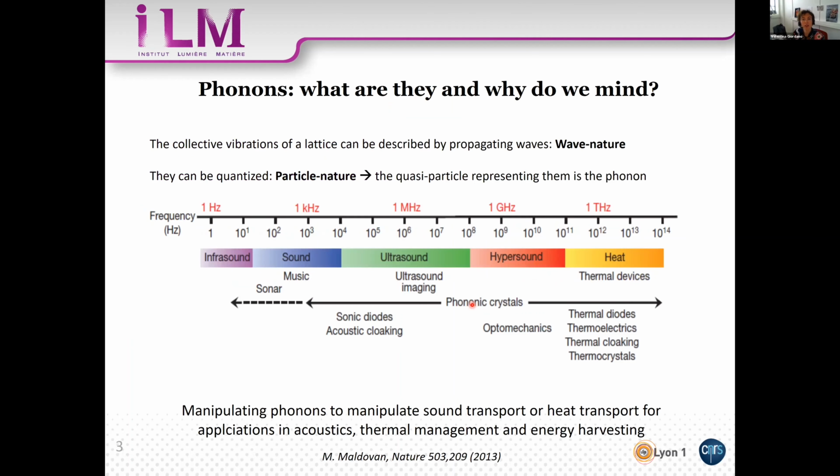So what are phonons and why do we care? Phonons are collective vibrations of a lattice, which can be described as propagative waves, so they have a wave nature. They can be quantized, and the quasi-particle representing them is the phonon, so it also has a particle nature. It can have a very large wavelength range, spanning from macroscopic down to sub-nanometric wavelength, and frequencies from hertz to terahertz, so over many, many orders of magnitude.